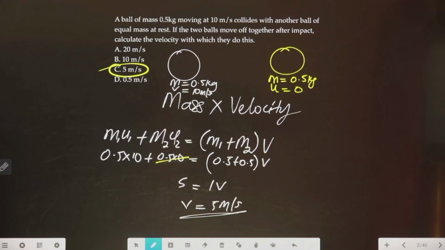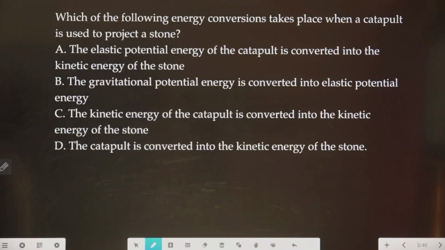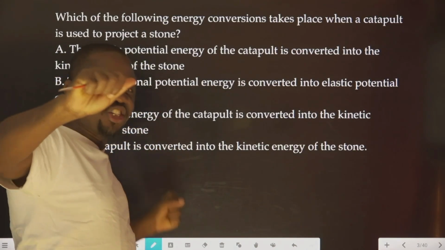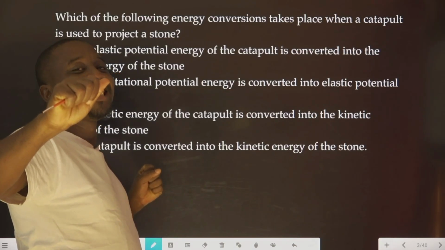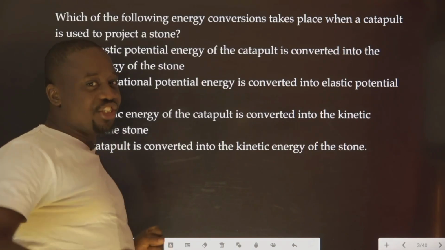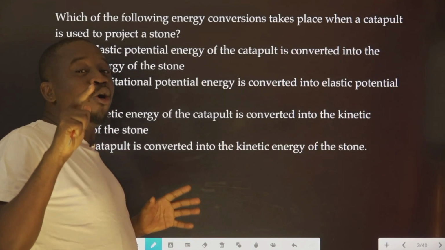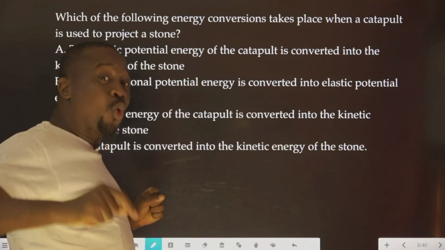Hope you understand this. Let's look at this. It says, which of the following energy conversions take place when a catapult is used to project a stone? You have a catapult used to project a stone. While you stretch it, you stop. What is that? That is stored potential energy. Once you release it, the stone, you are converting that stored energy to kinetic energy.